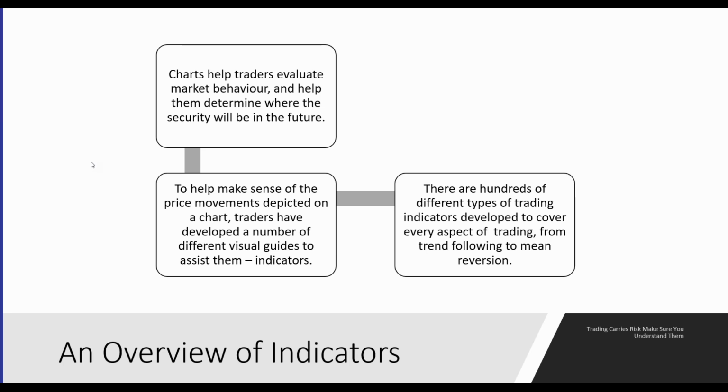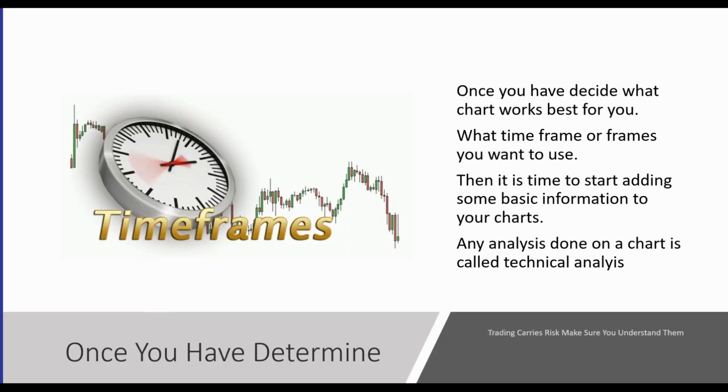Charts help traders evaluate market behavior and determine where the security will be in the future. To help make sense of the price movement depicted on a chart, traders developed a number of different visual guides to assist them, and these are called indicators. There are hundreds of different types of trading indicators developed to cover every aspect of trading, from trend following to mean reversion. And these are a lot, and they get very confusing.